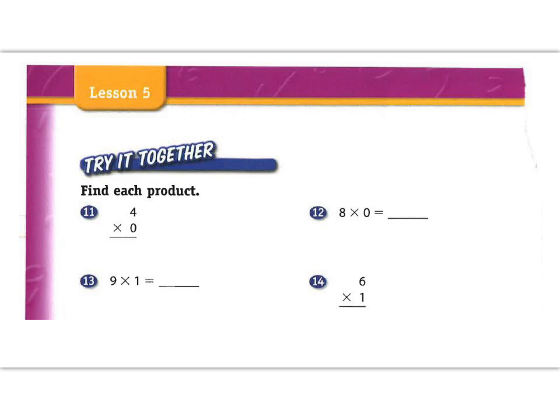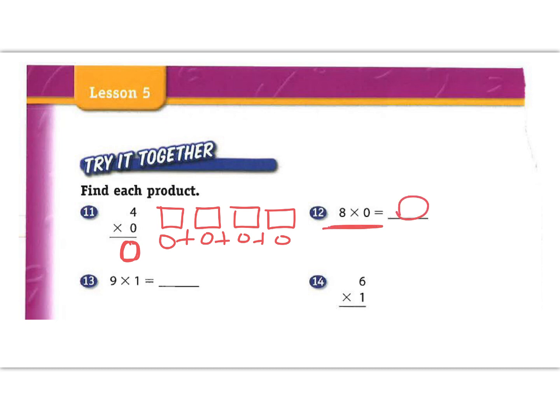So if we find each product, 4 times 0, anything times 0 is 0. Because if we have 4 groups and there's nothing in the group, then it's 0 plus 0 plus 0 plus 0. Same thing here, 8 times 0 is 0. Here, now we have 9 times 1. Anything times 1 is itself. So 9 times 1 is 9. 6 times 1 is 6 because we have 1 group of 6 or 6 groups of 1.